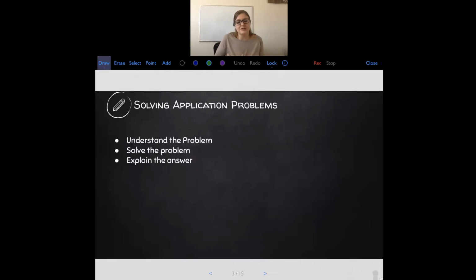So solving application problems, step one is to make sure you understand the problem. I typically recommend reading the problem at least 2 times and trying to visualize it. Step two is to solve the problem. So use the resources and tools that you know from this class as well as what's given in the problem to solve the problem. And step three is to explain the answer. Does the answer make sense in context of the problem?